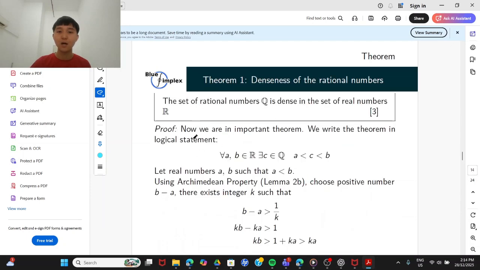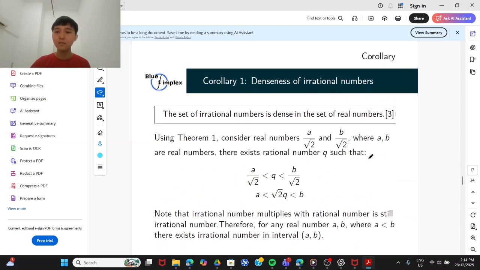So we can choose a and b real numbers. And then there exists a rational number q such that q is between a over root of 2 and b over root of 2. And then I multiply by root of 2. I realize that root of 2 multiplied by q is irrational, because an irrational number multiplied by a nonzero rational number is still an irrational number. Therefore, between a and b, there exists an irrational number.